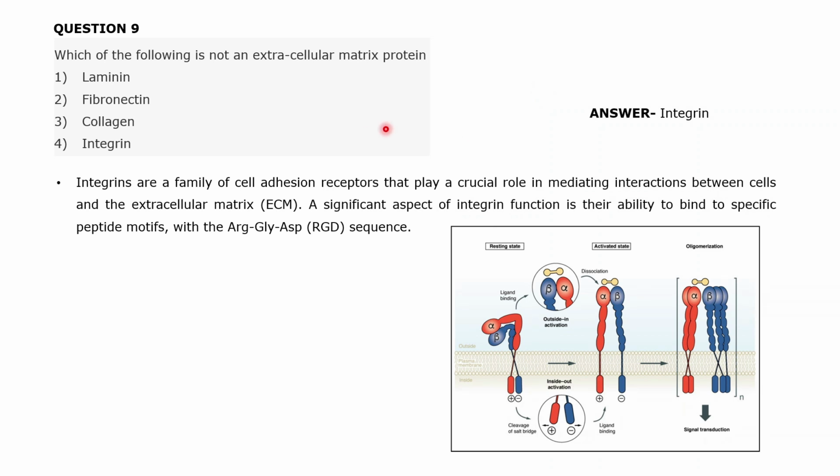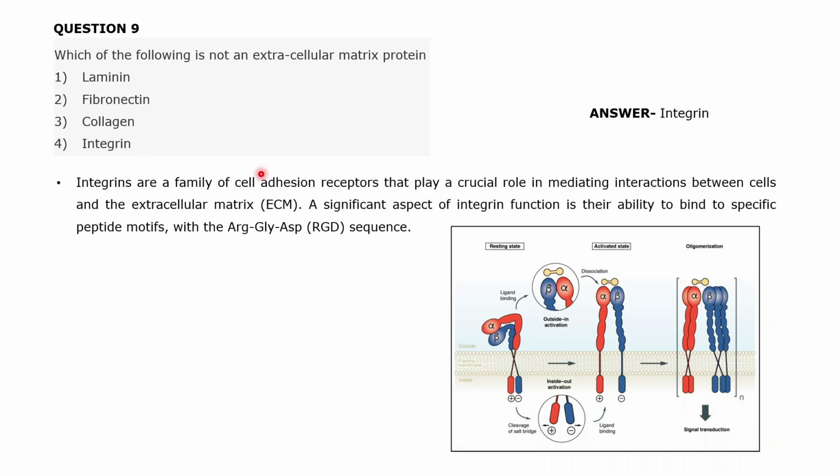If you look at a cell, there are several different proteins present on the outer surface of the cell. Some might be receptors, some might be proteases, whatever the function of the protein is. Integrin is basically a cell surface receptor. Laminin, fibronectin, and collagen are all natural kinds of extracellular matrix proteins.